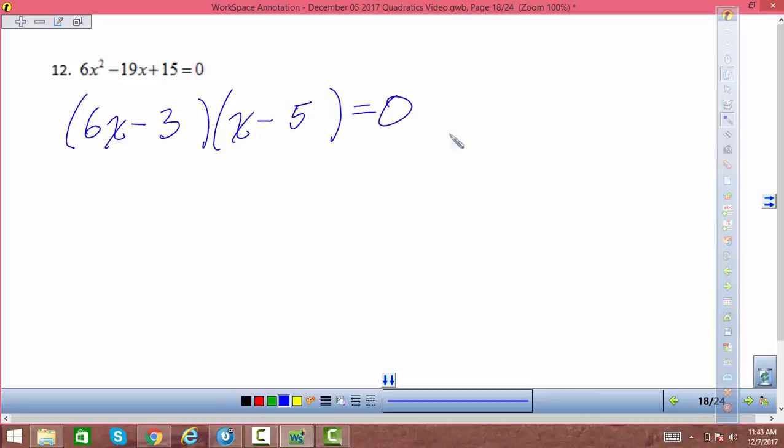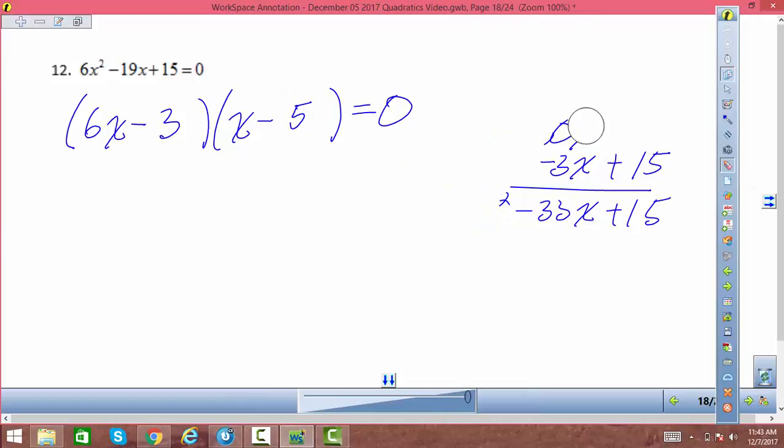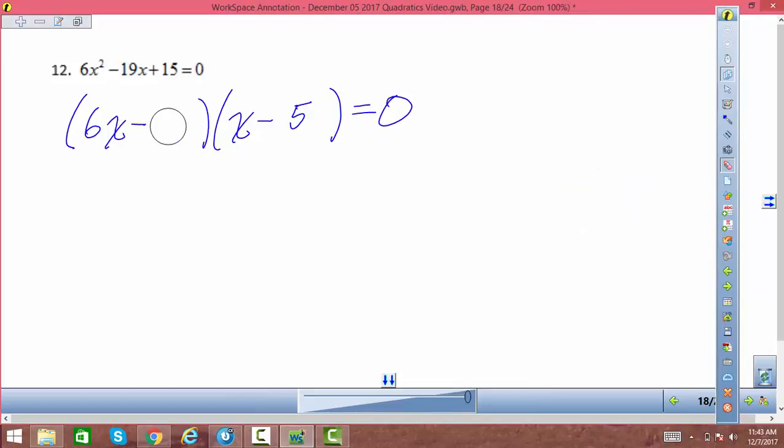6x times x is 6x squared. 6x times -5 is negative 30x. Negative 3 times x is negative 3x. Negative 3 times -5 is positive 15, which we knew it would be, but this isn't going to work. So I have a negative 33, I need a negative 19. So no big deal, just start back over.